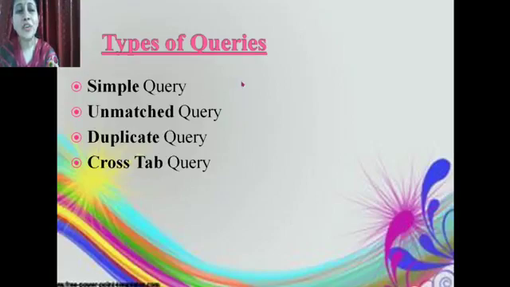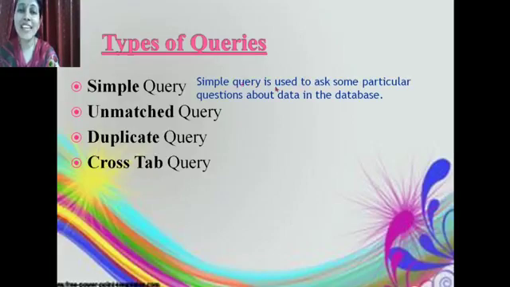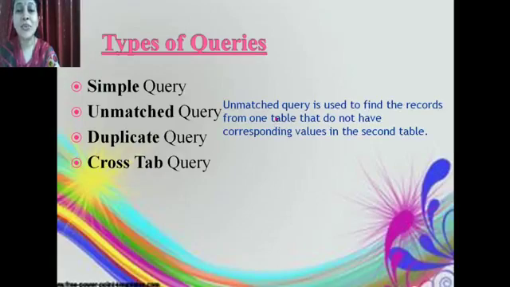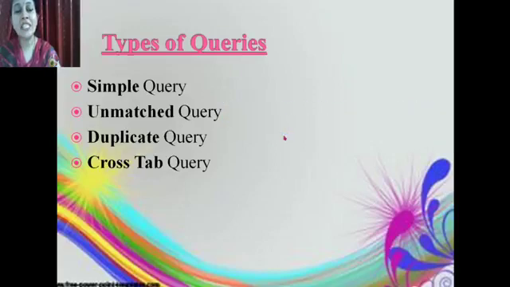Simple query. What do you mean by simple query? A simple query is used to ask some particular question about the data in the database. If you want to ask some particular question about the data, it is known as a simple query. What do you mean by unmatched query? An unmatched query is used to find the records from one table that do not have corresponding values in the second table. It means the records from one table do not match the second table.